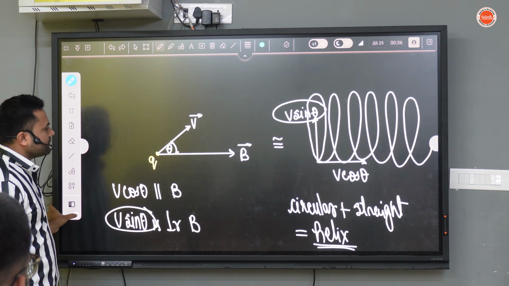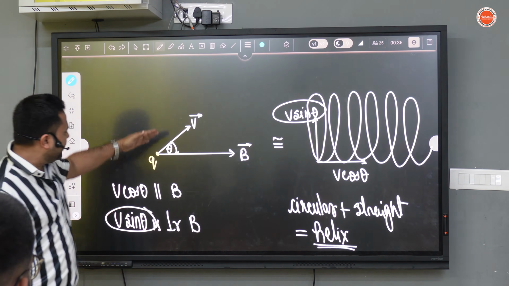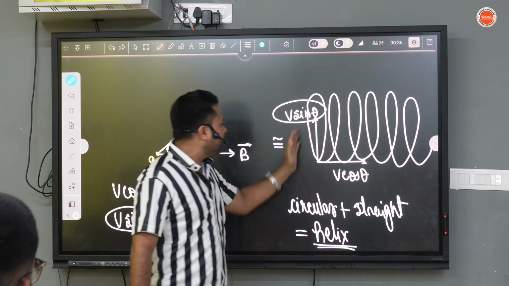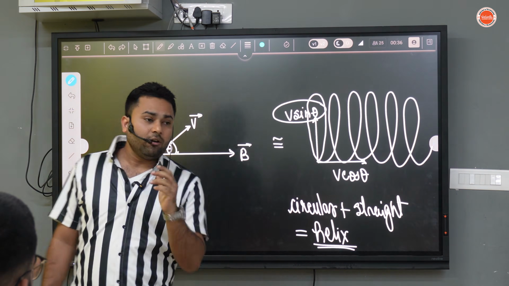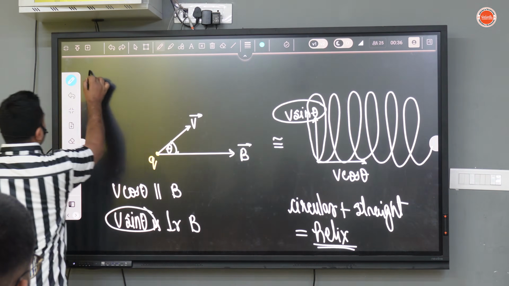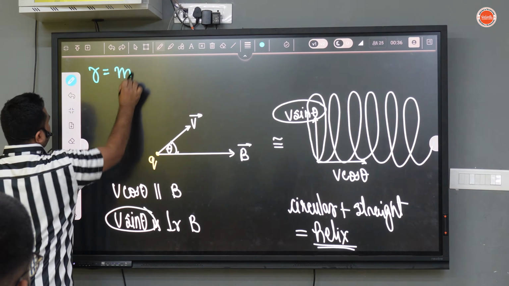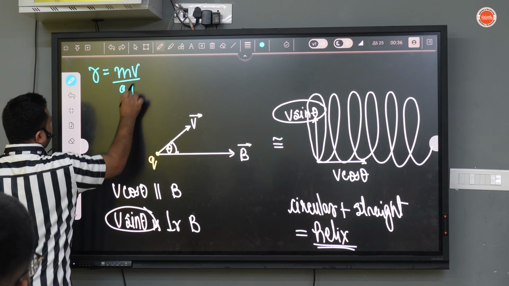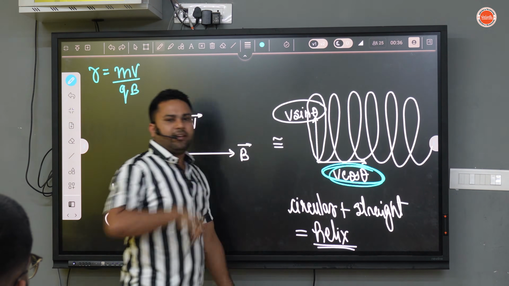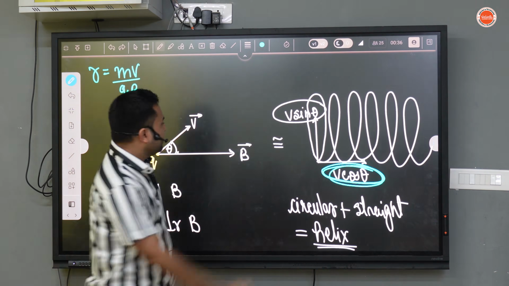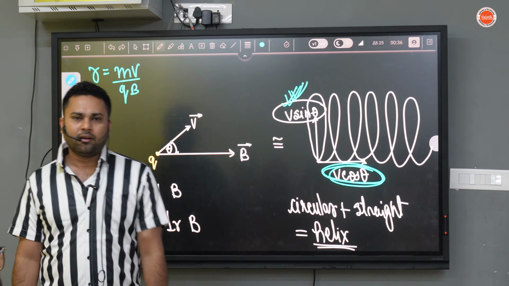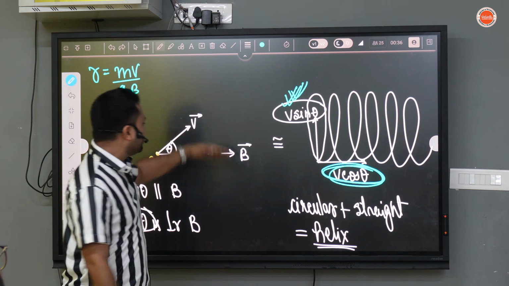See here. So velocity is making some angle theta with the magnetic field. So it will have two components, one component v cos theta, one component v sin theta. Now if I am asking radius, so the formula is mv by qB. Now you know that this component is not going to help in executing circular motion. This component will only help for circular motion. And this is the component perpendicular to the magnetic field.